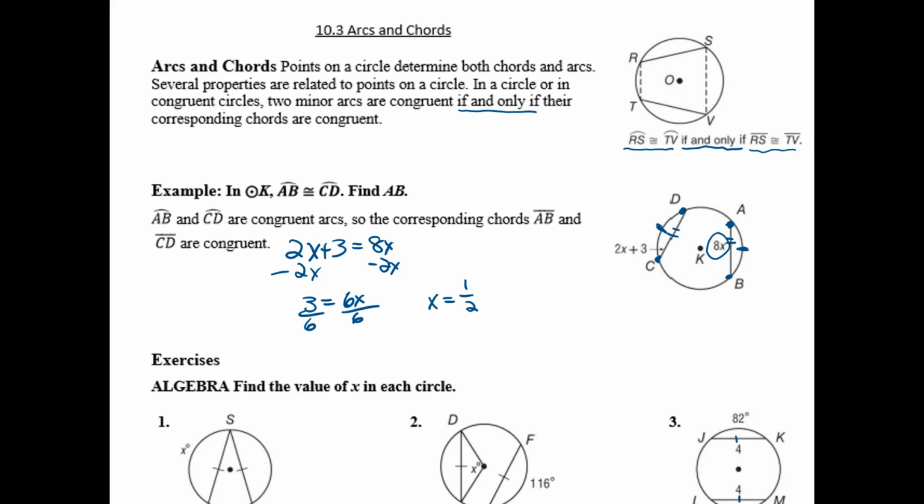It didn't tell us to just solve for x. A lot of us like to stop right there once we have an answer to something. We need to substitute x back in to find out what the chord AB is equal to. So 8 multiplied by x, which we know to be 1/2, is equal to 4. So the chord AB, or the line segment AB, is equal to 4.